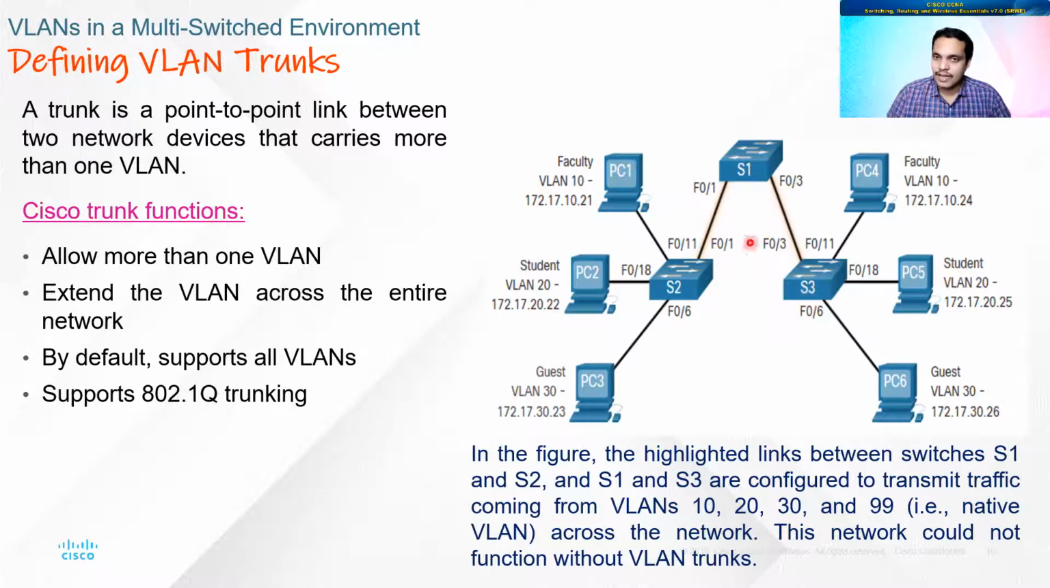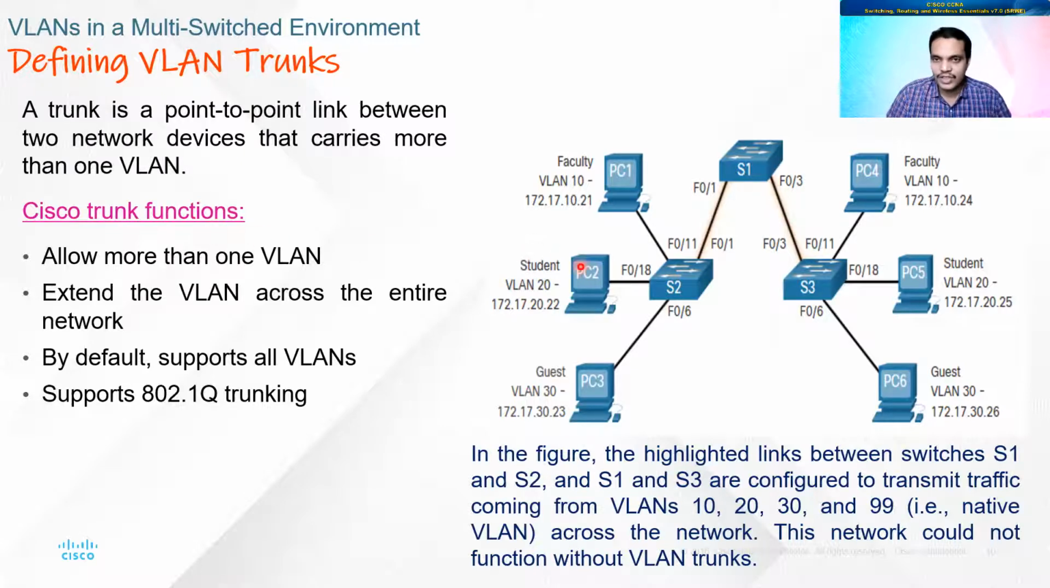In this case, the links between S1 and S2 and S1 and S3 are called trunks because they have the ability to carry traffic belonging to different VLANs. When VLAN 10 traffic or VLAN 20 traffic or VLAN 30 traffic, all of this traffic should pass through these two paths only. So these two links are called trunk links. You have to set them up as trunk links.